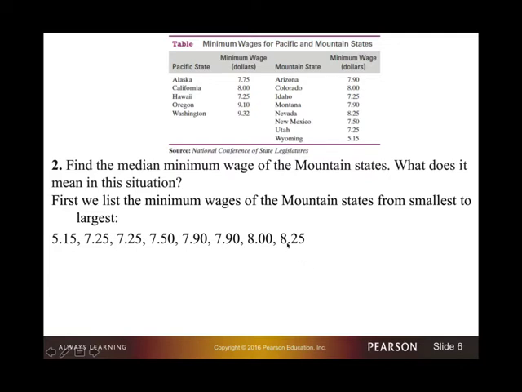And then look at how many data do you have? 1, 2, 3, 4, 5, 6, 7, 8. So n is equal to 8, right? 8 is an even number. So we need to find the data that is in the middle. You could look at it. We have 3 data on the left, 3 data on the right. So the data in the middle will be these 2 data. And then we're going to find the average of these two data. So we add them up and then divide by 2. So that will be the median. Okay, the median is going to be $7.70.